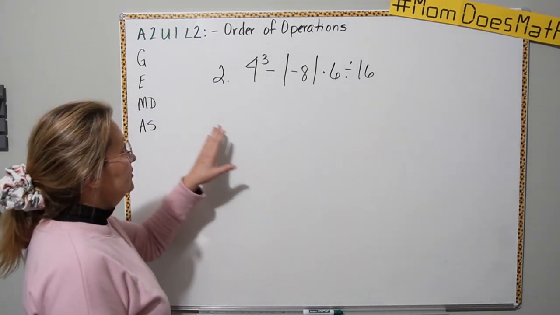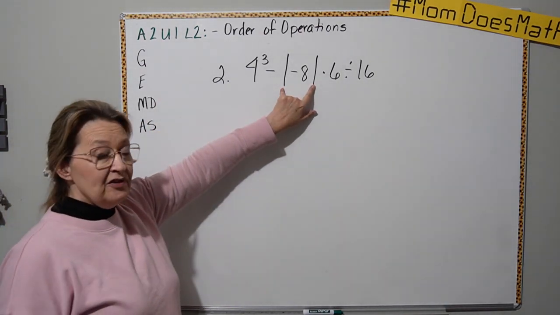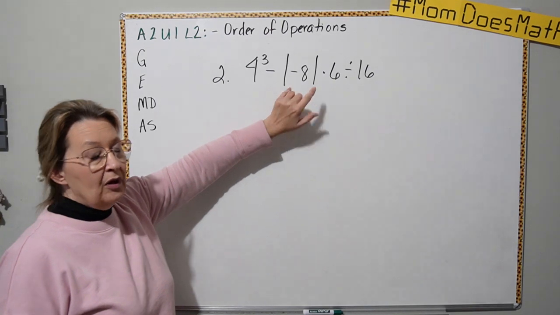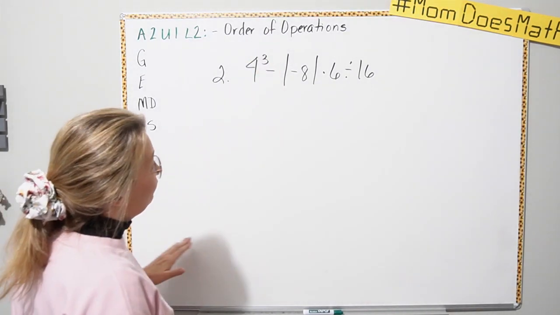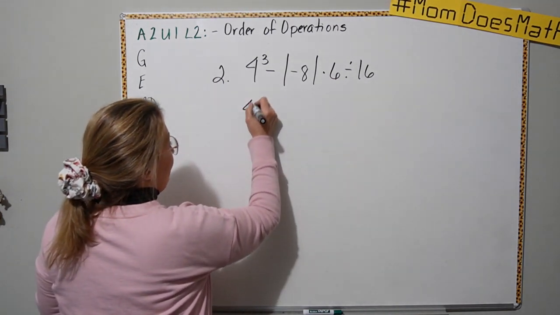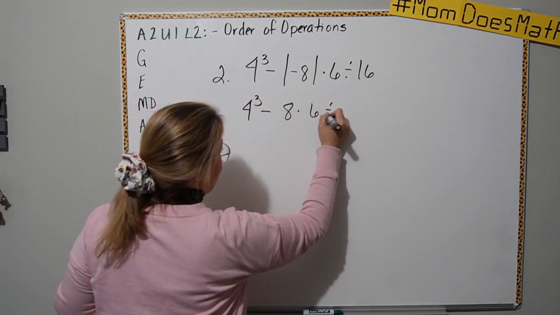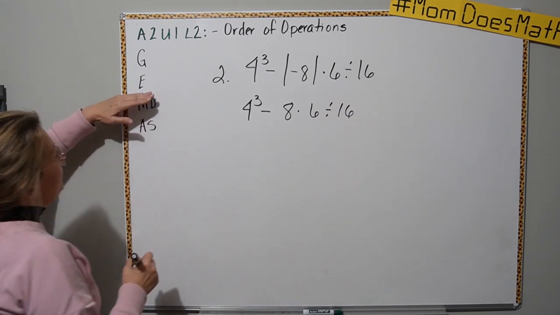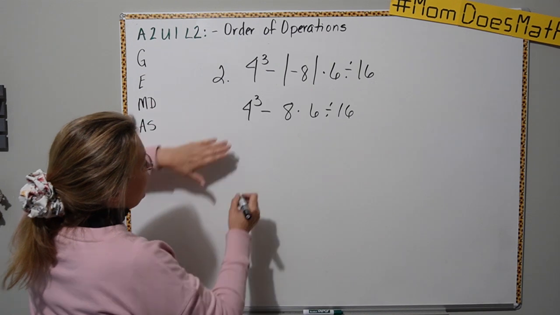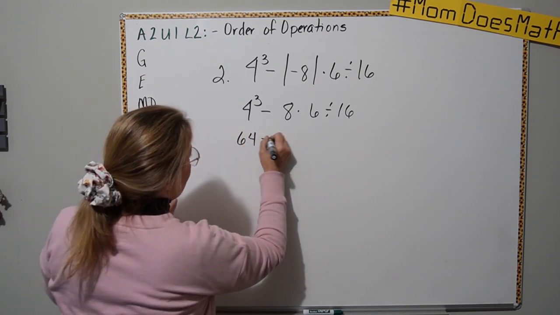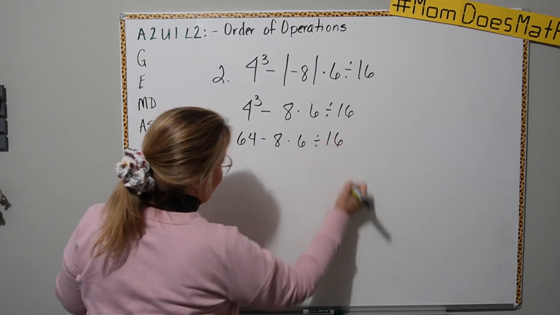Okay, here's number 2. So we're looking for grouping symbols first. Now, like I said, your absolute value signs are a grouping symbol. So we're going to get rid of this. Well, what is the absolute value of negative 8? Well, it's just positive 8. So I've got minus 8 times 6 divided by 16. Next is exponents. 4 to the third power, 4 times 4 is 16, times 4 is 64. So I've got 64 minus 8 times 6 divided by 16.